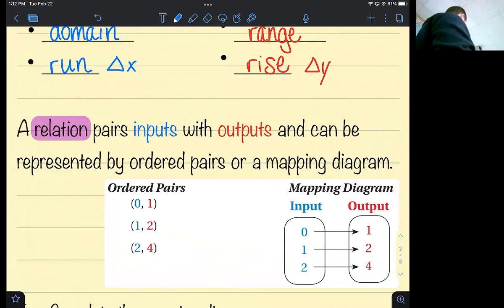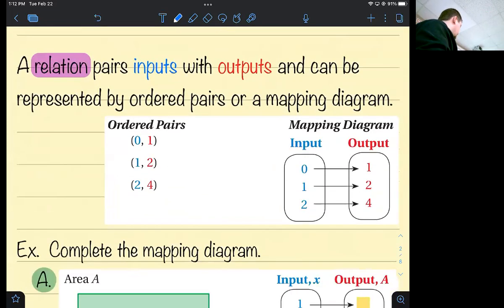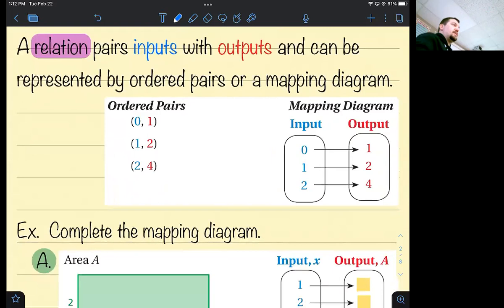In this case, it's (0, 1), (1, 2), and (2, 4). Or instead of ordered pairs, you can use a mapping diagram. When you input 0 for x, it's going to output 1 for y. When you input 1, it's going to output 2. When you input 2, it's going to output 4. So you could also use a mapping diagram.